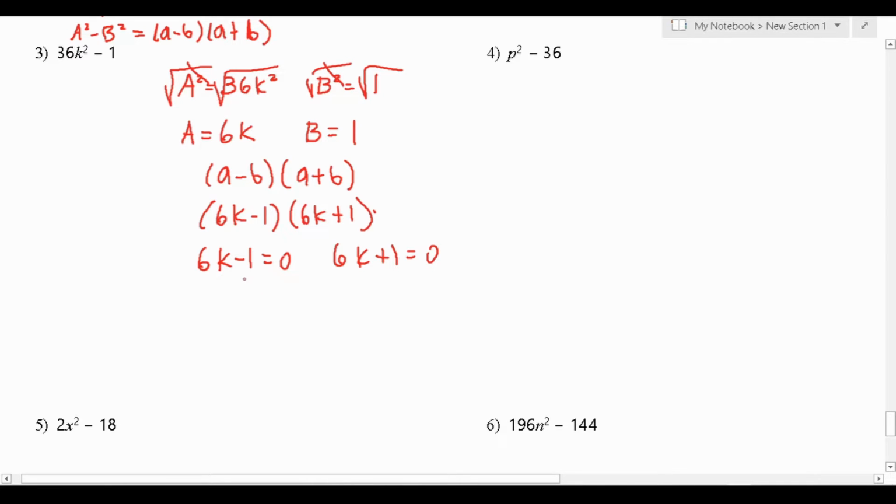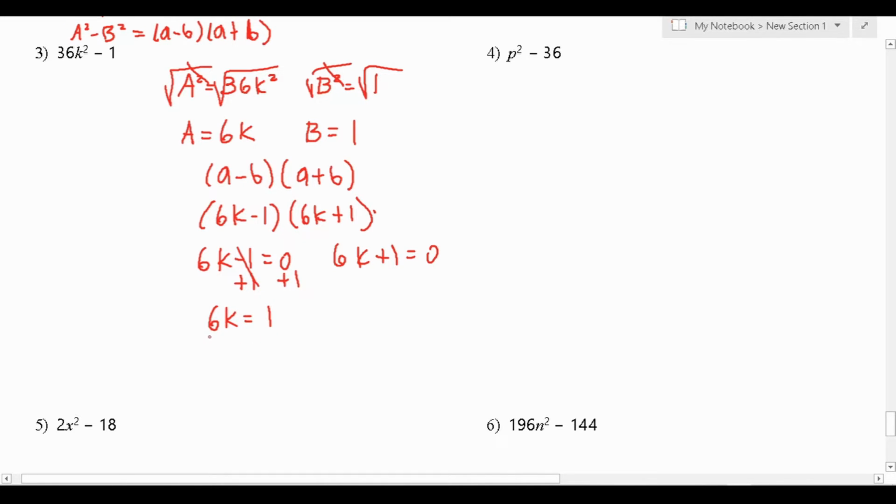Again, you're solving for k in this case. In other words, you want to get k by itself. So you're going to add 1 to both sides. This is going to cross out, leaving you with 6. My mouse is acting up today. This is going to leave you with 6k equals 1.